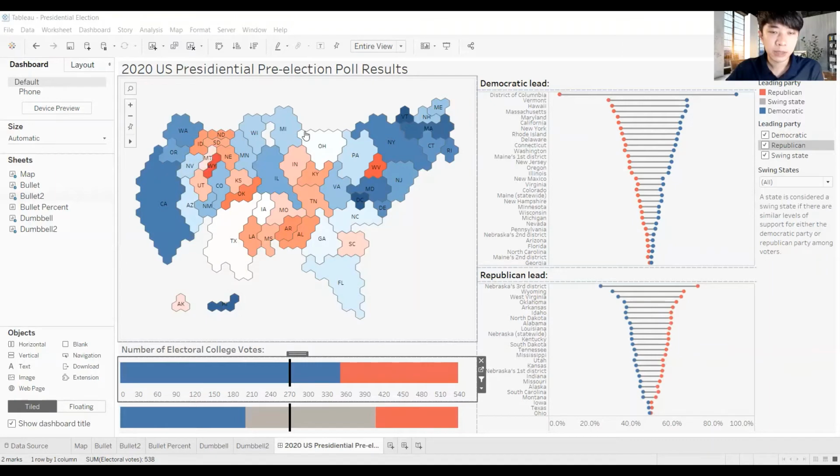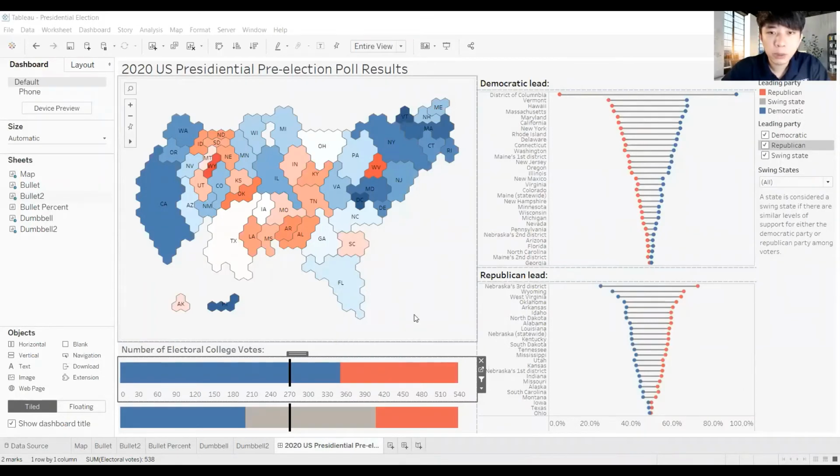By doing a hex map, each hex represents one electoral vote. So we can clearly see how many electoral votes each state has, and also we can make direct comparisons between the states to see which one is relatively more important in this election.